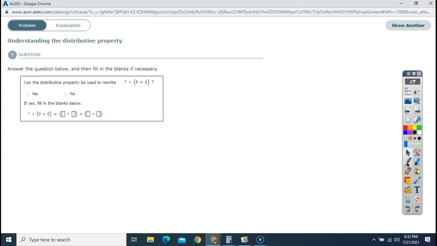So this involves distributive and order of operations. It says answer the question below and then fill in the blank if necessary. Can the distributive property be used to write 7 times (9 plus 6)? It can. Distributing means 7 times (9 plus 6).